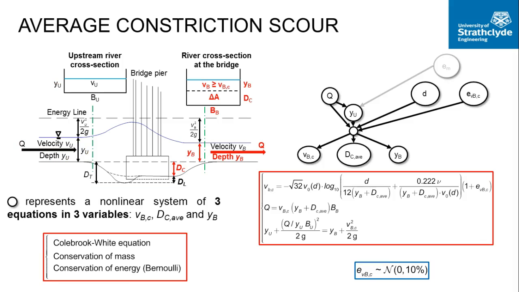The next step is the calculation of the average value of the constriction scour, and a nonlinear system of 3 equations in 3 variables is employed in the Bayesian network. Those 3 equations are the Colebrook-White equation, the conservation of mass, and the Bernoulli equation. And a correlated model error is added again to the model.